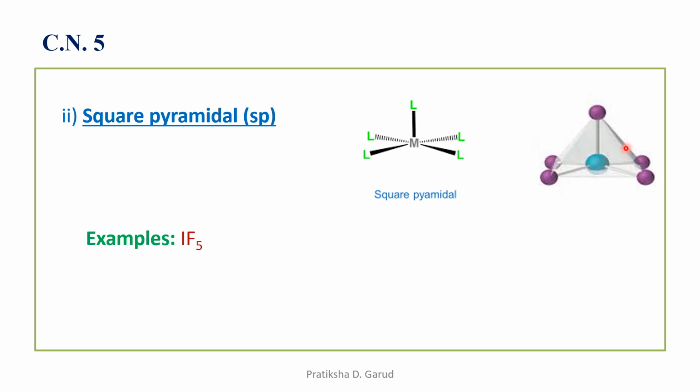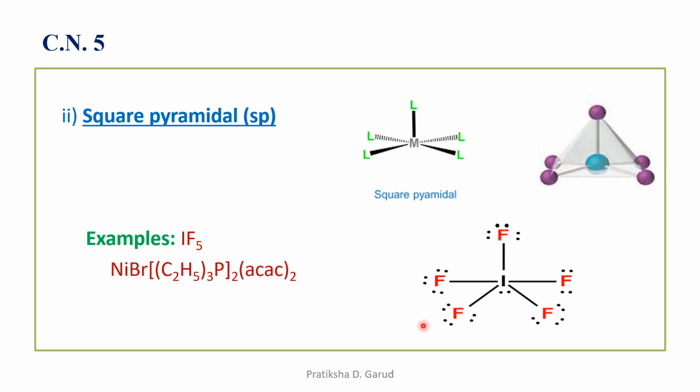An example is IF5, and its structure is like this, I and F5. These 4 F are in one plane, whereas the remaining F is oriented above. So this is coordination number 5, which is less stable as compared to the earlier one, that is the trigonal bipyramidal. The next example is NiBr(C2H5)3 P 2 times ACAC 2 times.